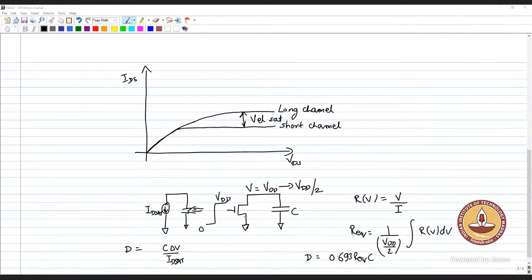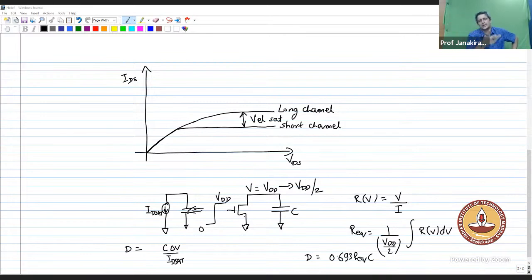Electrical effort, of course, I told you, is just the ratio of output capacitance to input capacitance. Intuitively, it is the actual capacitance that the gate has to drive relative to its own gate capacitance. How much delay results is captured by electrical effort. And parasitic effort is basically just a constant number. I will not spend too much time on that.